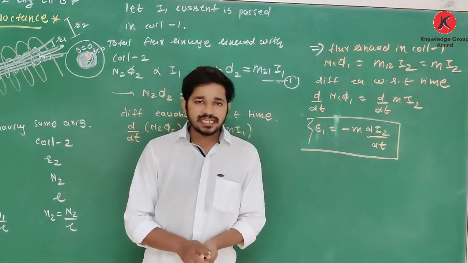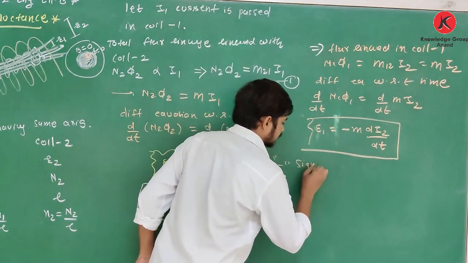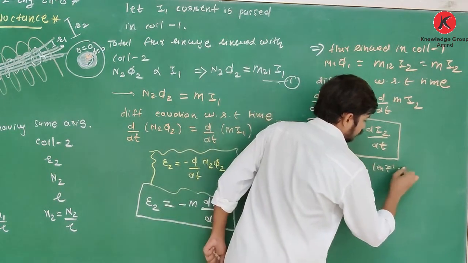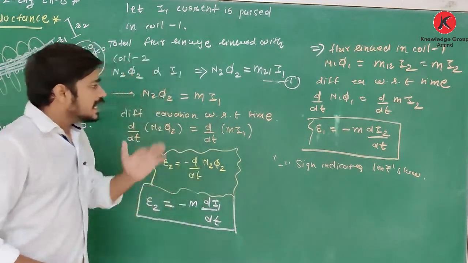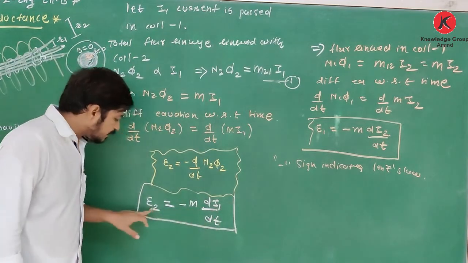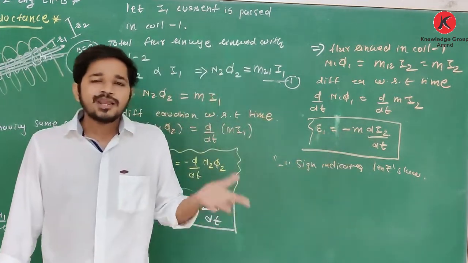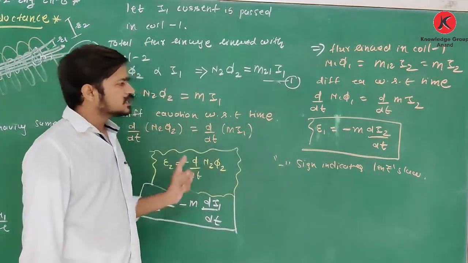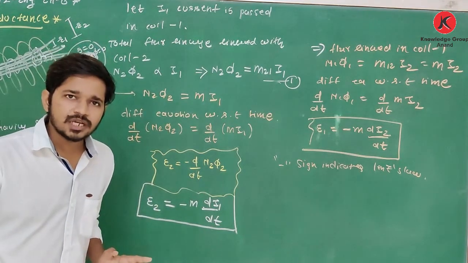Yes, the minus sign indicates Lenz's law, that the EMF is induced which opposes its cause. So here in mutual inductance, see what happens. Current is passed in coil 1 and EMF is induced in coil 2. Current is passed in coil 2 and EMF is induced in coil 1. So it is called mutual inductance. Clear about this? You have to remember these equations. Any doubt?